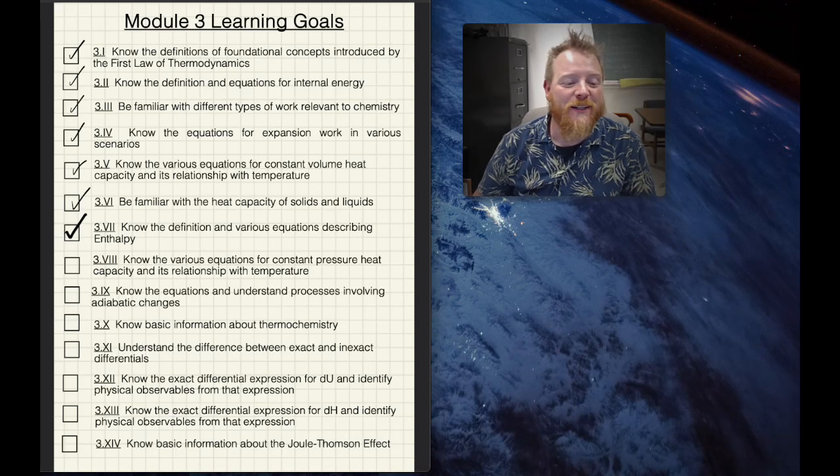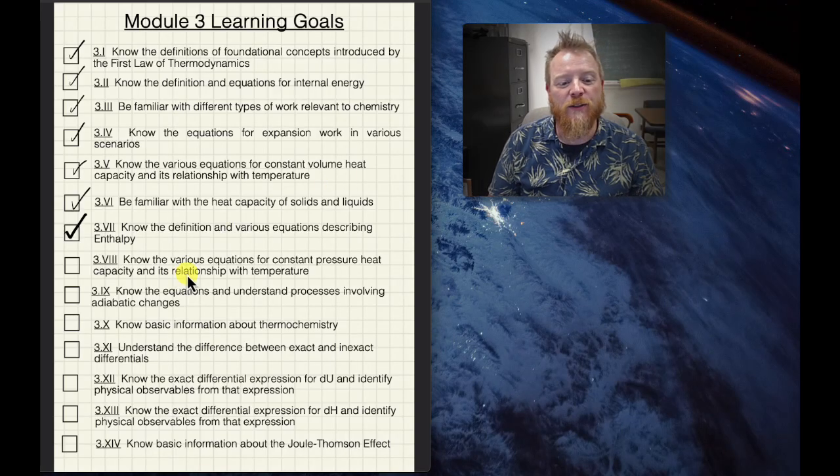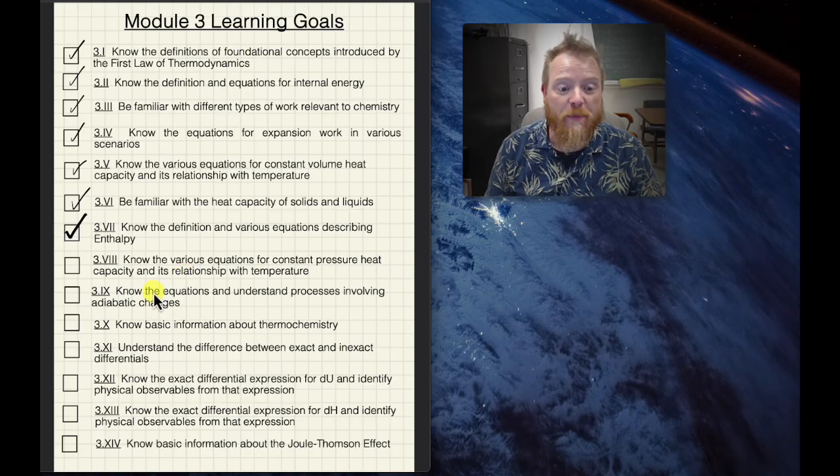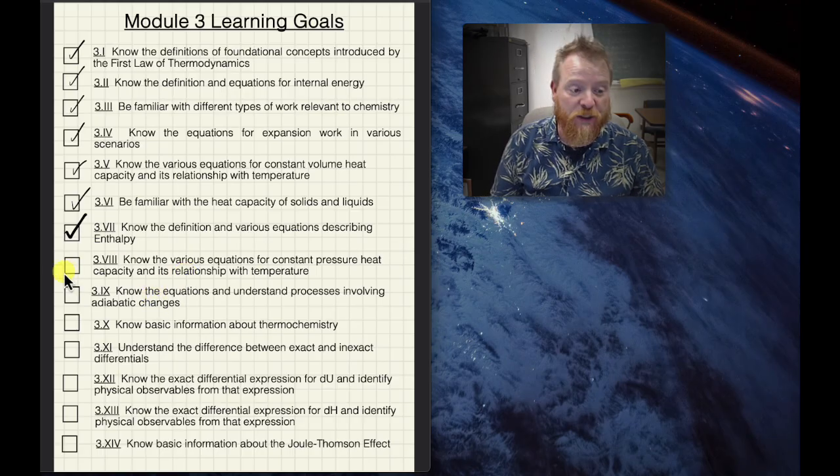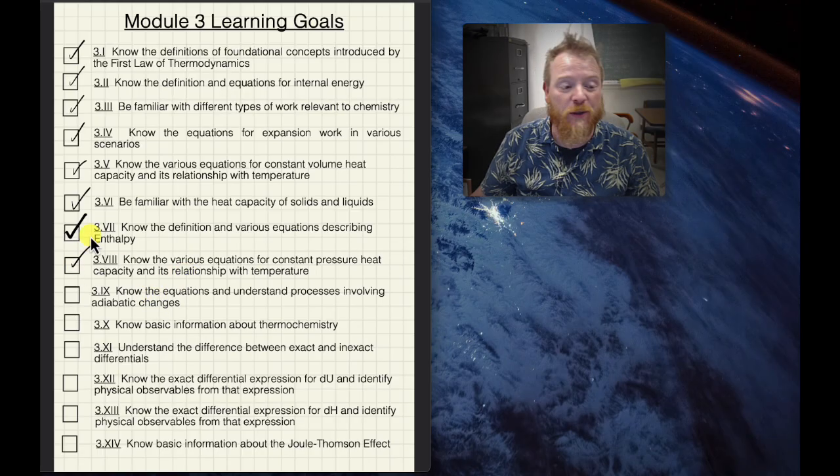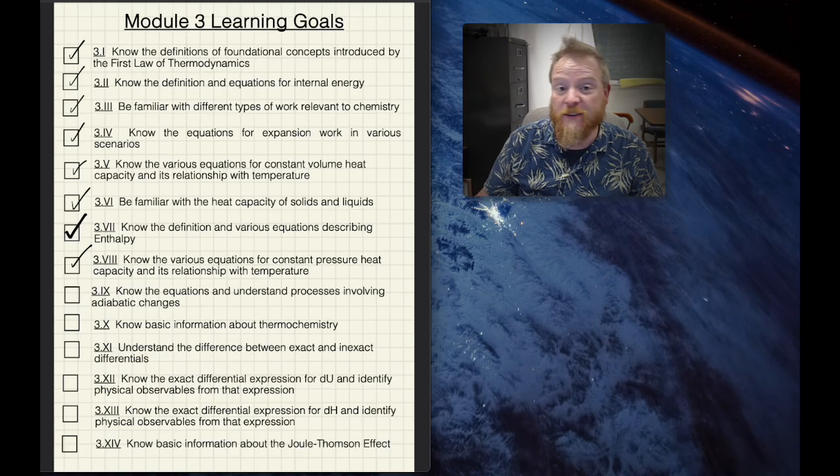Okay, people, let's keep going. We're going to start talking about another type of heat capacity, the constant pressure heat capacity. So this will be very similar to when we discussed the constant volume heat capacity.